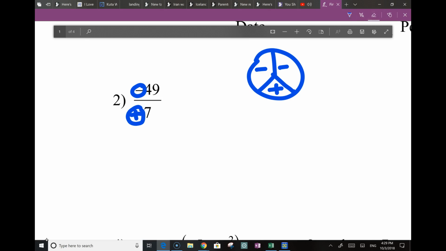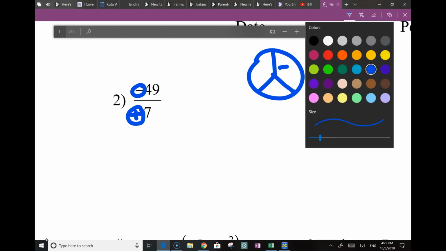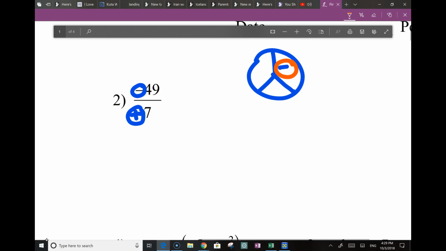So what you do with this face is you cover the signs of each integer from the face. So I have a negative 49, I cover a negative. I have a positive 7, I cover the positive. And what you still see is the sign of the answer. Now you can see I have a negative left. And so what I get is a negative 7. So this whole thing simply becomes a negative 7.